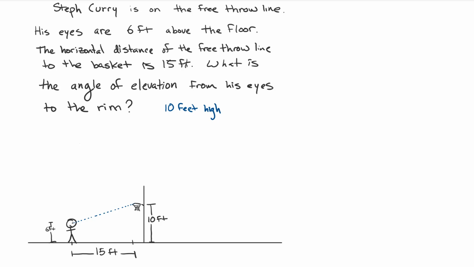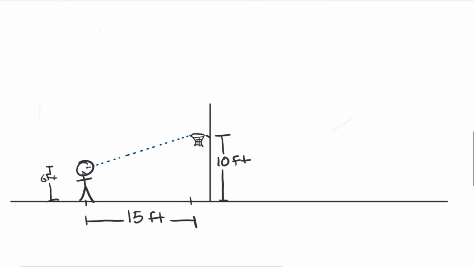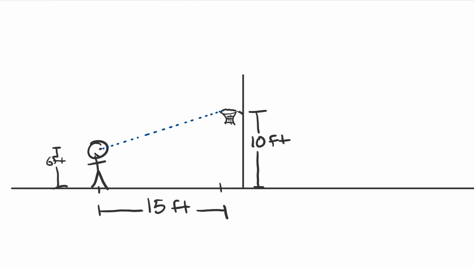All right, so he's about 6'3", so I've got his eyes there at 6 feet, right? Calling his eyes just locked in. 15 feet to the hoop. It's actually 15 feet to the center of it, but let's not stress. And then the hoop's 10 feet high. Now the question is asking, what's the angle of elevation of his eyes up to the rim?